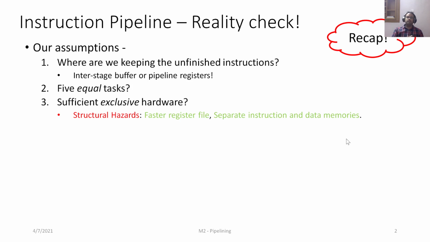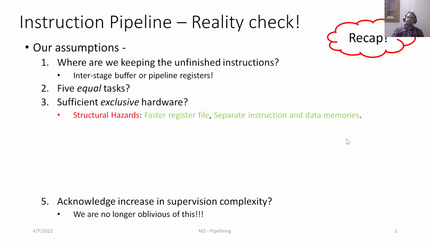The very first one we saw was structural hazard, and we introduced a faster register file wherein we write to the register file in the first half and read from it in the second half. And to avoid dependency on the memory during the fetch and memory stages, we separated them out. We now have two memories, instruction memory and data memory.